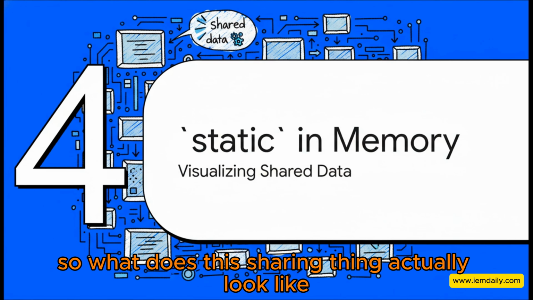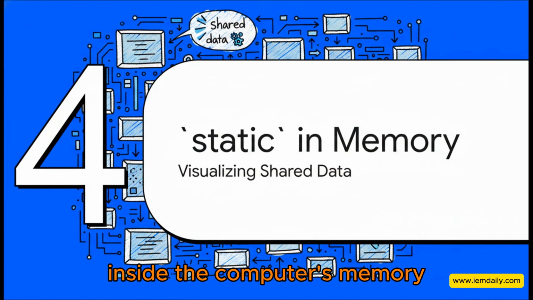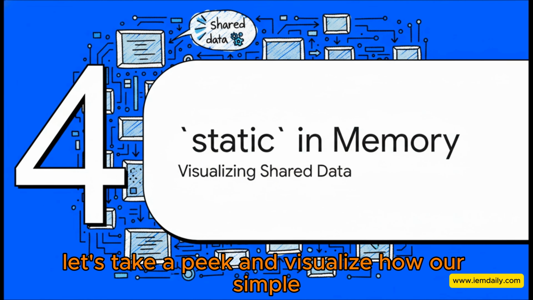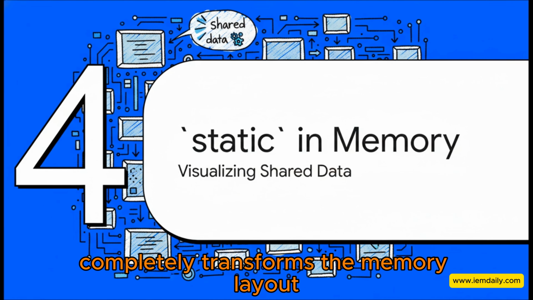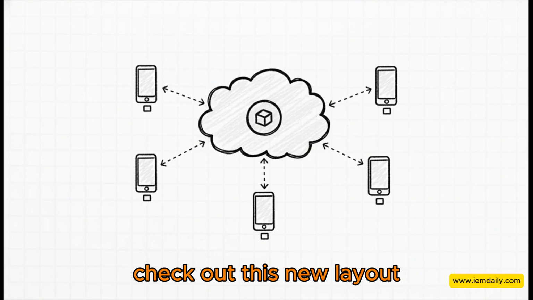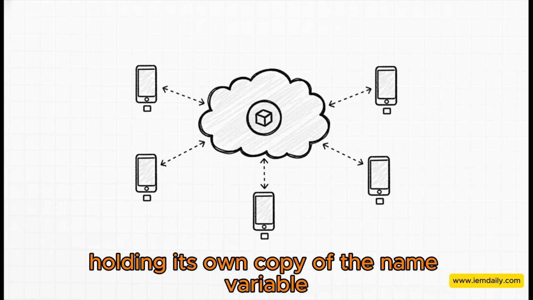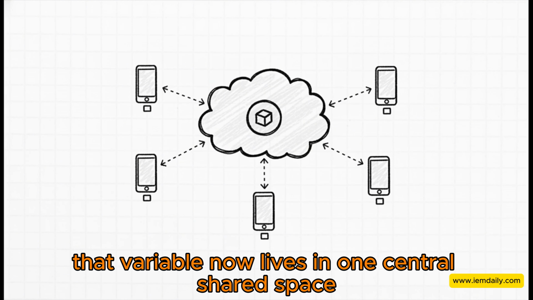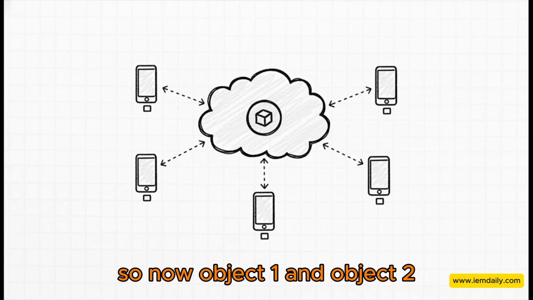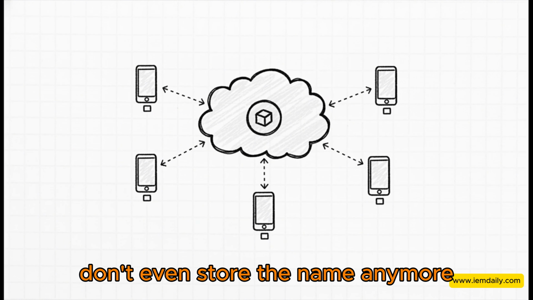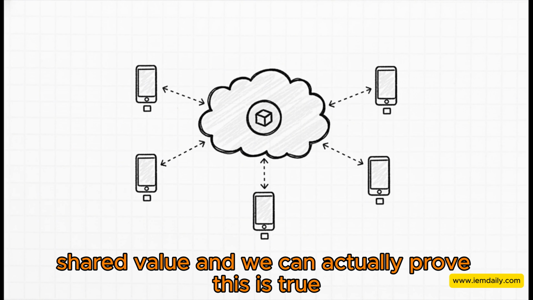So what does this sharing thing actually look like inside the computer's memory? Let's take a peek and visualize how our simple one-word change completely transforms the memory layout. Check out this new layout. See, instead of each phone object holding its own copy of the name variable, that variable now lives in one central shared space that belongs to the mobile class itself. So now, Object 1 and Object 2 don't even store the name anymore, they just know where to look to find that single shared value.